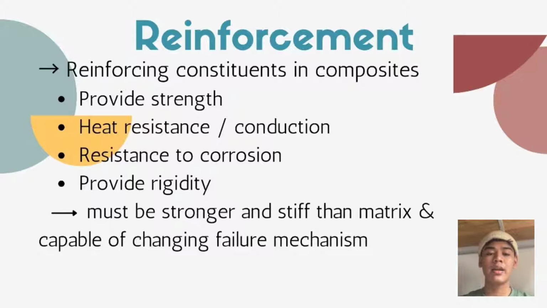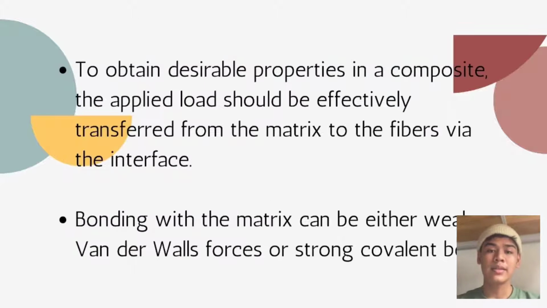Next, I will explain the reinforcement. Reinforcing constituents in a composite, first, provide strength. Second, heat resistance and conduction. Third, resistance to corrosion. Lastly, provide rigidity, which means it must be stronger and stiffer than the matrix and capable of changing failure mechanism. Next, to obtain desirable properties in a composite, the applied load should be effectively transferred from the matrix to the fibers via the interface.